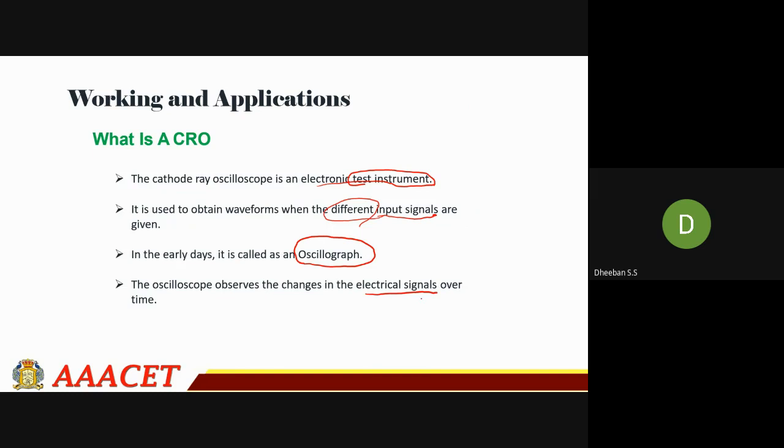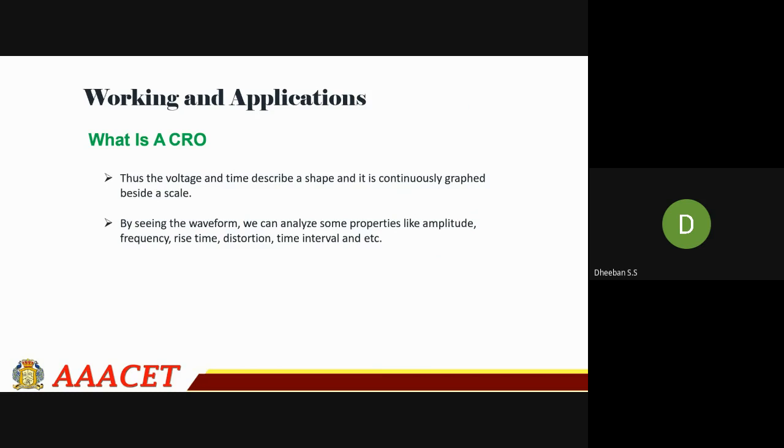The oscilloscope observes a change in the electric signal over time. This is the main important point. When they ask what an oscilloscope is, it is nothing but an instrument that observes the changes in electrical signals with respect to time. Thus, the voltage and time describe the shape. It is continuously graphed beside the scale.